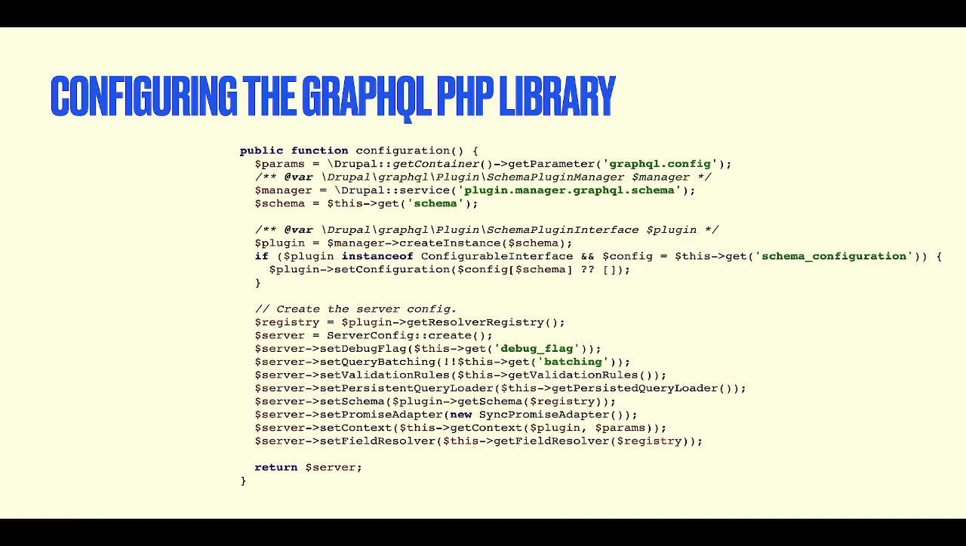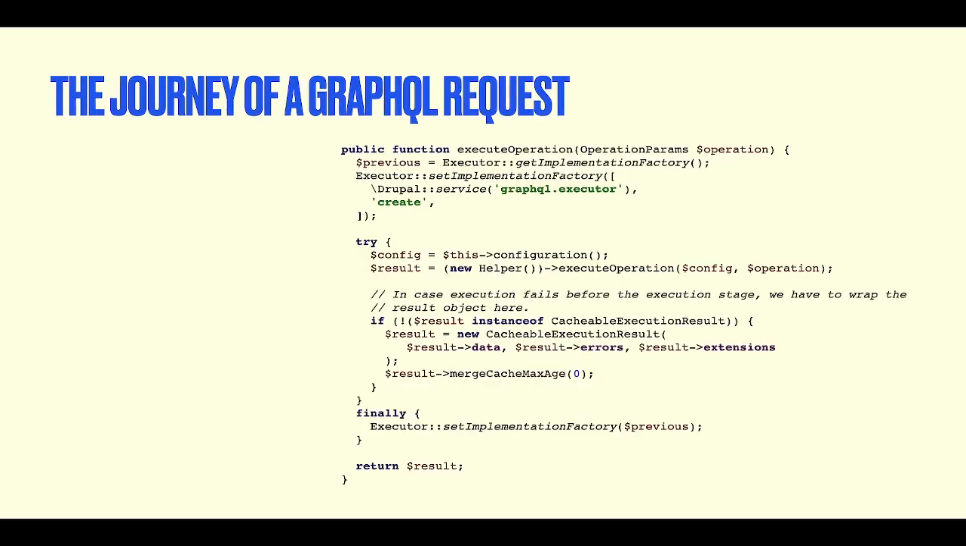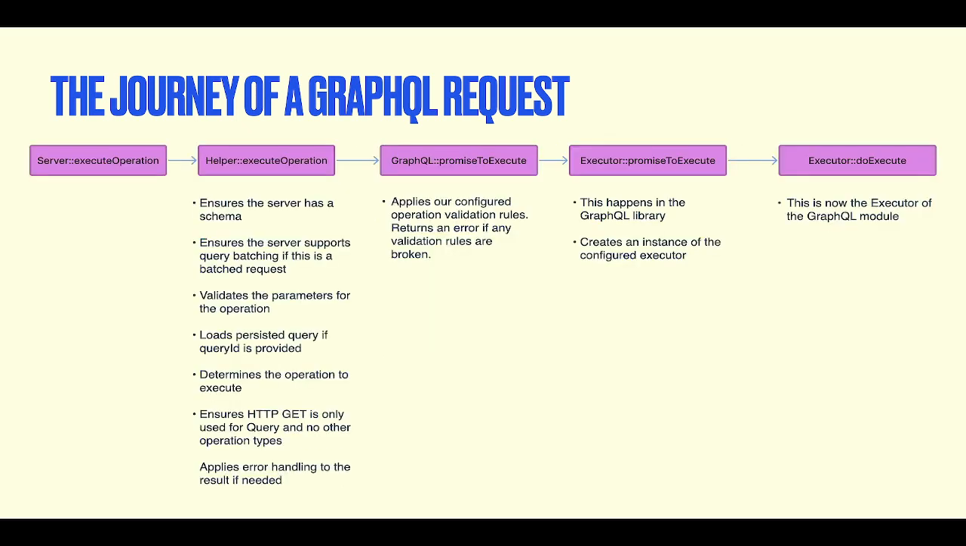When all of that's configured, so there's a lot of things you could change if you wanted, we return the server configuration, and we're back into execute operation, where we can call this helper execute operation function. So now let's look a little bit at the call stack of where that goes through. We have our server entity execute operation that calls the execute operation on the helper function.